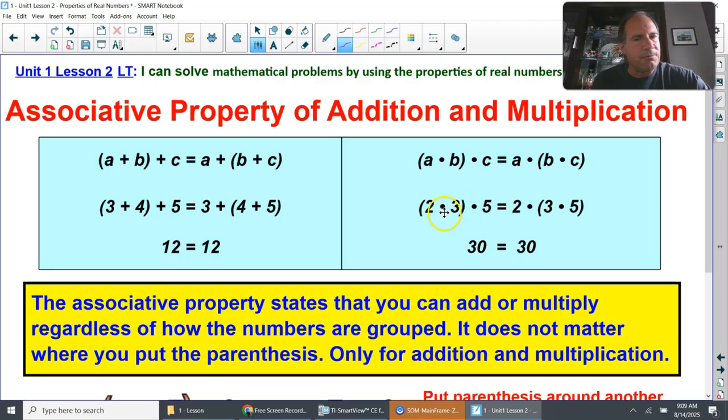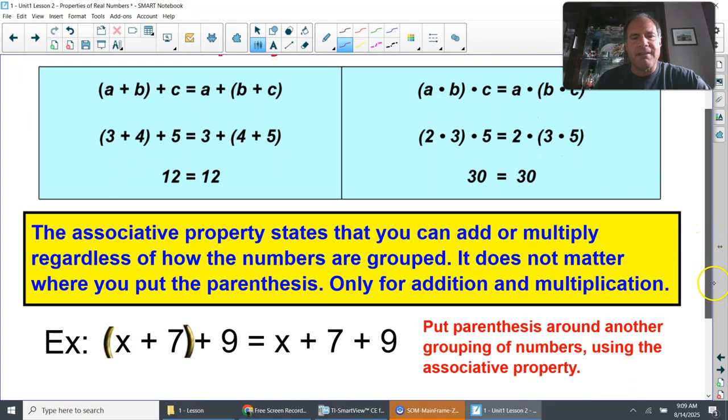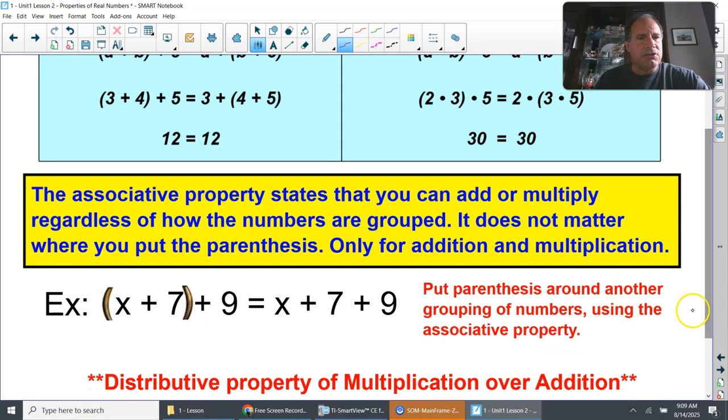Also here, the multiplication, 2 times 3 with the parentheses around it times 5, and then 2 times 3 times 5 with the parentheses now in a different grouping. That is equal to 30. So you could switch that around. That's the associative property. So the associative property states you can add or multiply regardless of how those numbers are grouped. So this is an example.